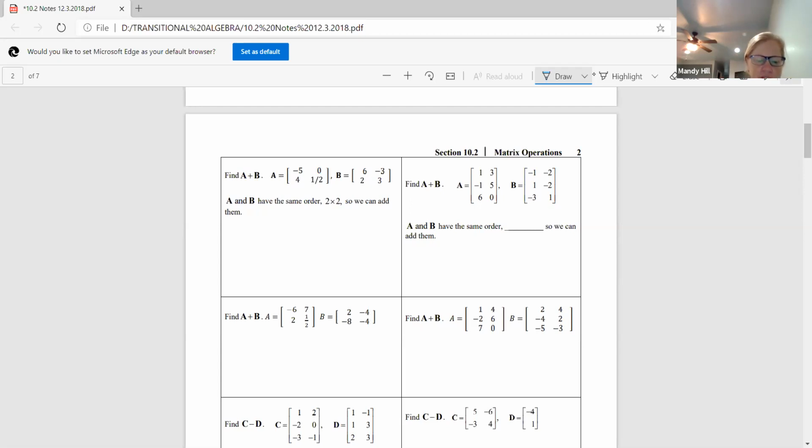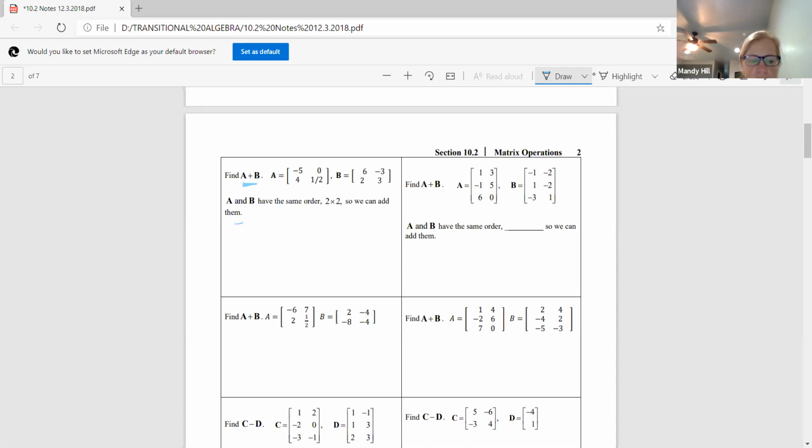So if we look at this first example here, they said to add A and B together. I add A and B. So what we would do, and now in order to add them, they have to be the same size. This is a 2 by 2 because it's 2 rows and 2 columns. This one's also a 2 by 2. So we are able to add them when they are the same size.